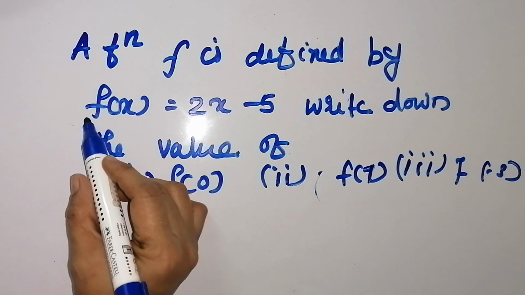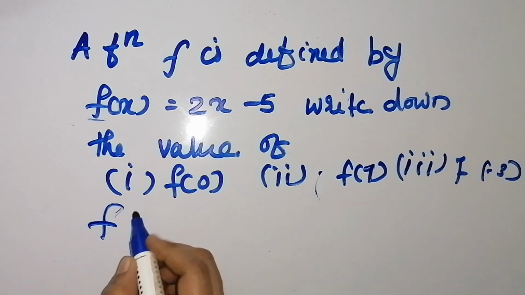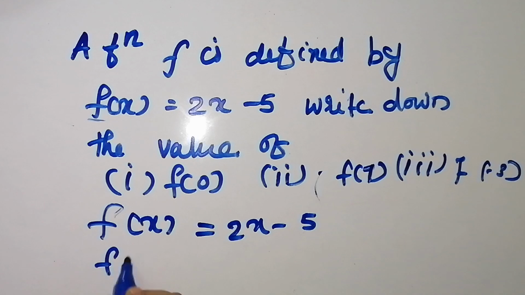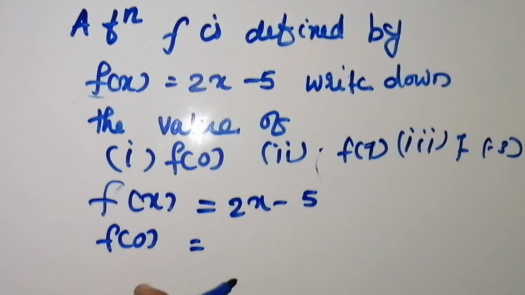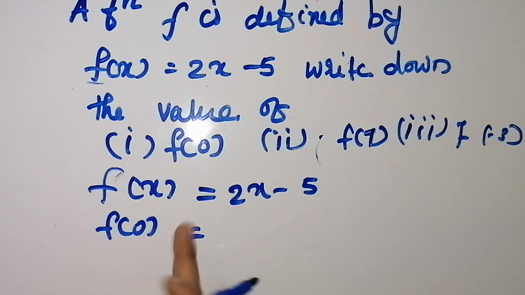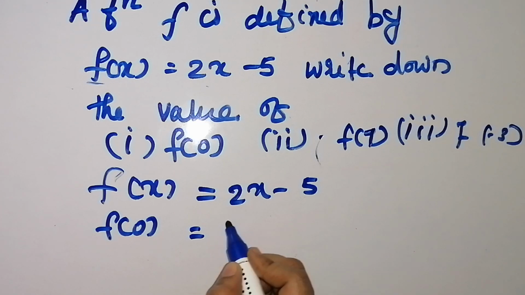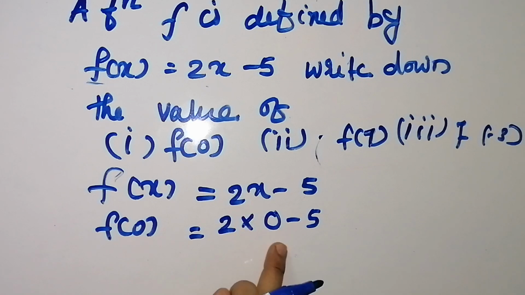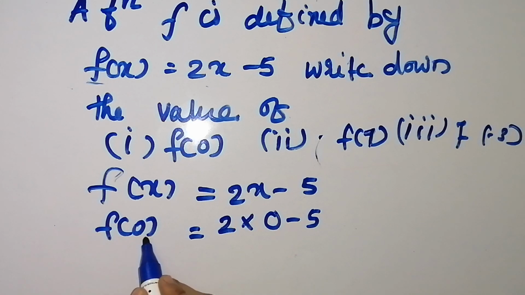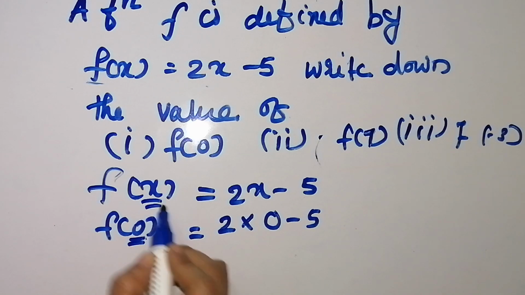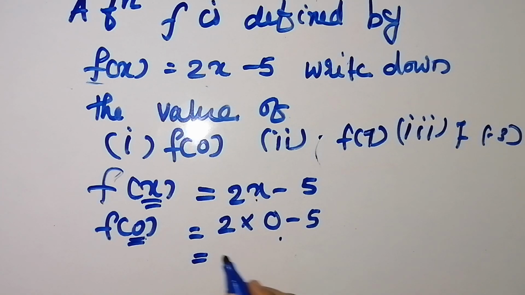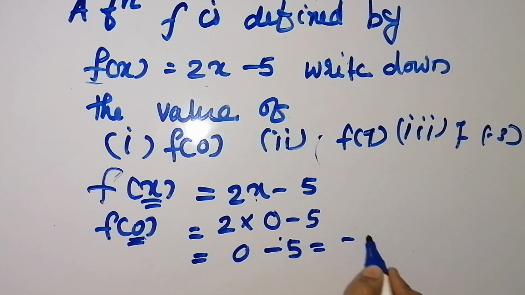Here we use this real valued function. Our function is f of x equal to 2x minus 5. We have to find f of 0. Here we write 0 instead of x, that is 2 into 0 minus 5. We replace this x with 0 because in our question, 0 is in the place of x. 2 multiplied with 0 we get 0, and minus 5. Our answer becomes minus 5.